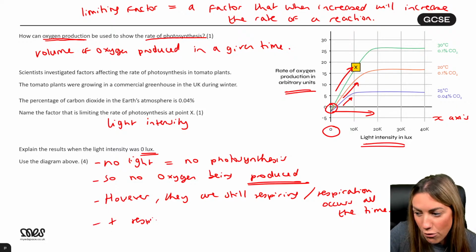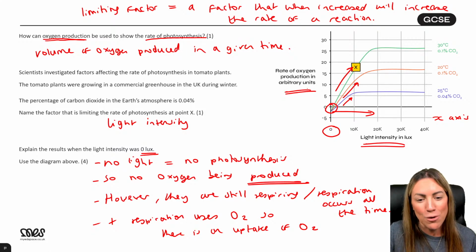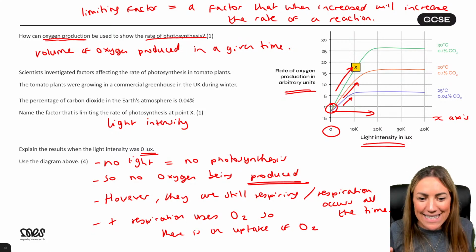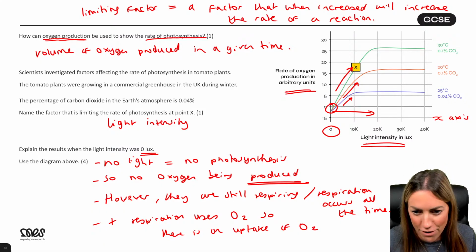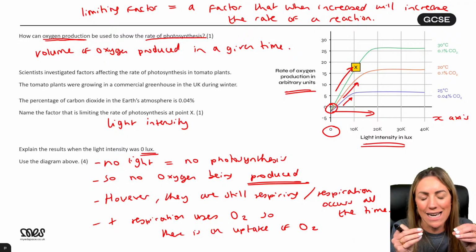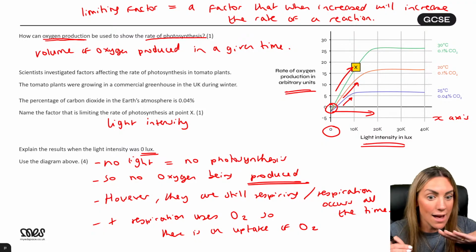And respiration uses oxygen. So there is an uptake of oxygen, something like that. That's why we've got this negative value. Not only are we not producing oxygen, but the rate of oxygen production is negative. It's below 0 because actually they're absorbing oxygen and using oxygen for respiration. Respiration happens all the time. Students just think plants, photosynthesis, and they forget that they are also respiring all the time.